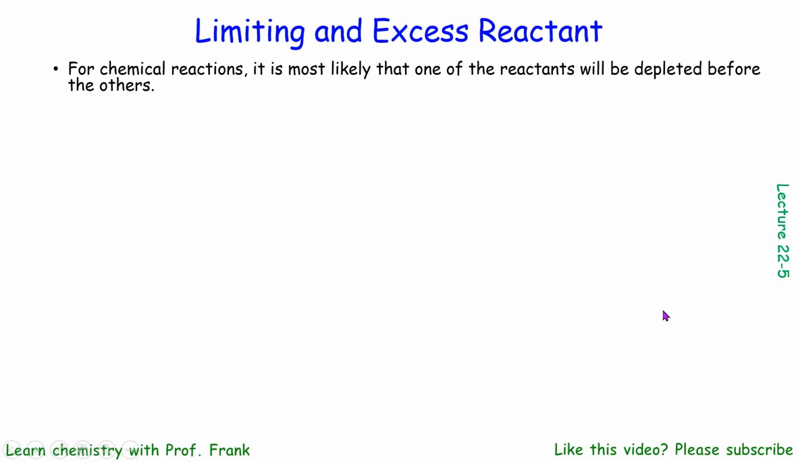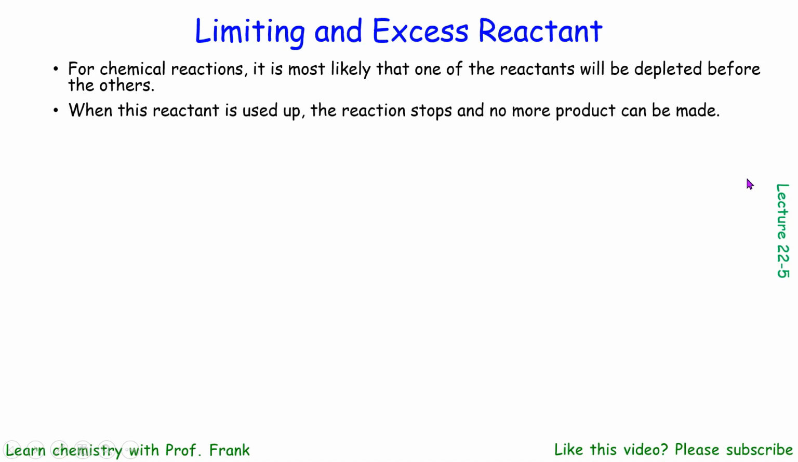Let's work on the limiting and excess reactant. For chemical reactions, it is most likely that one of the reactants will be depleted before the others. That always happens. And when this reactant is used up, the reaction, of course, will stop and no more products can be made.